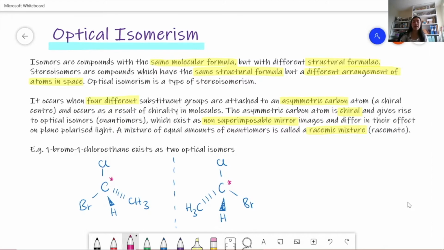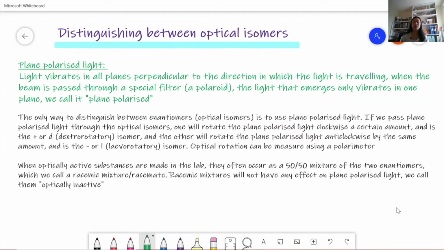And we can only get optical isomers from 3D drawings. So when we draw something as 2D, we can't get these optical isomers. So we need to know how to distinguish between optical isomers. And the way we can do this is by using plane polarized light. So first we're going to look at what plane polarized light is. So light vibrates in all planes perpendicular to the direction in which the light is traveling. You might have thought of it as a transverse wave. And so when the beam is passed through a special filter called a Polaroid, the light that emerges only vibrates in one plane. And so we call it plane polarized.